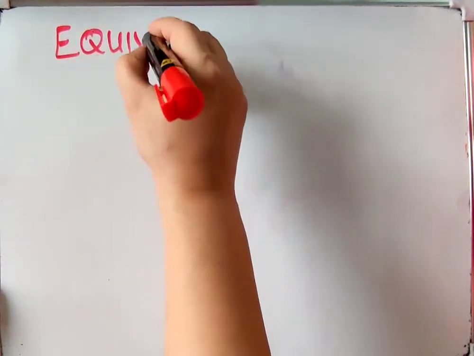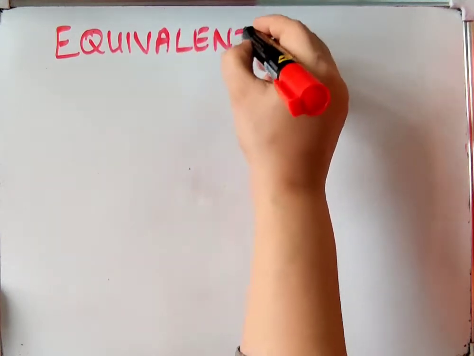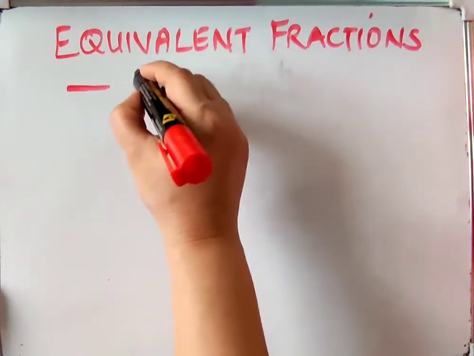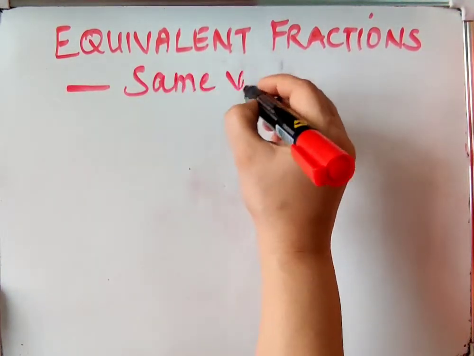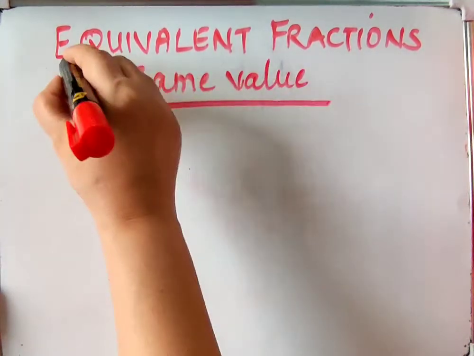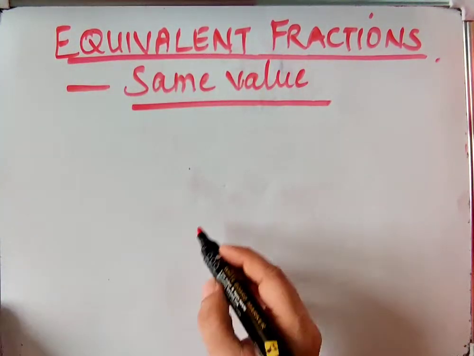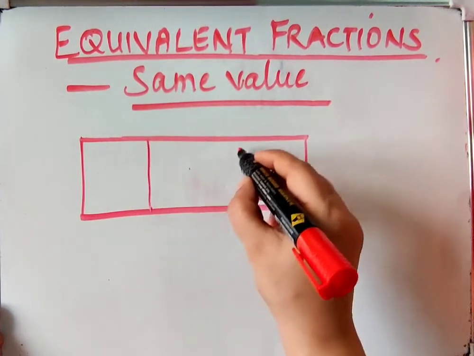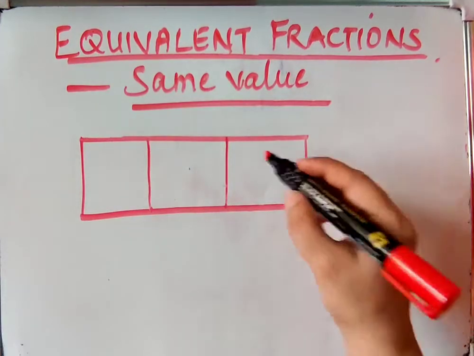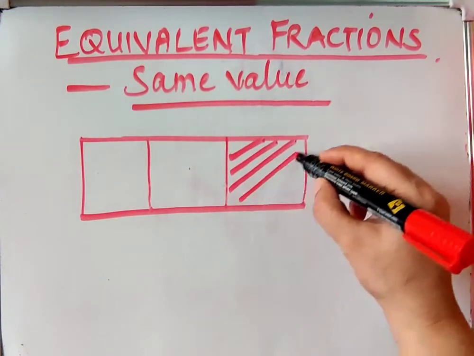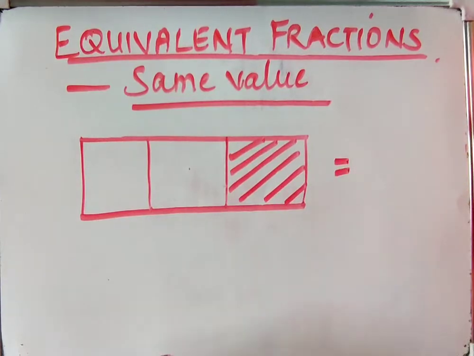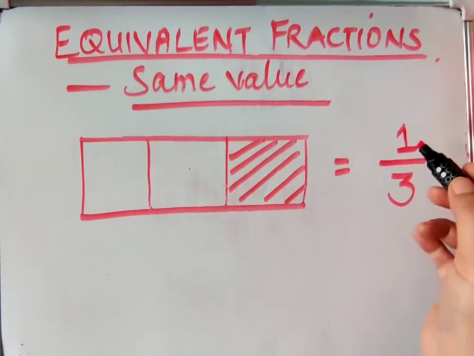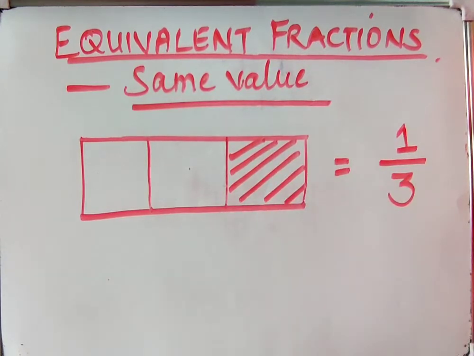The term equivalent fraction means fractions that have the same value. All the fractions that have the same value come under the category of equivalent fractions. Now suppose I take one whole of a thing and divide it into 3 equal parts. Out of this, if I choose one part, this figure represents out of 3 I have taken 1. So this shows 1/3 of the figure.